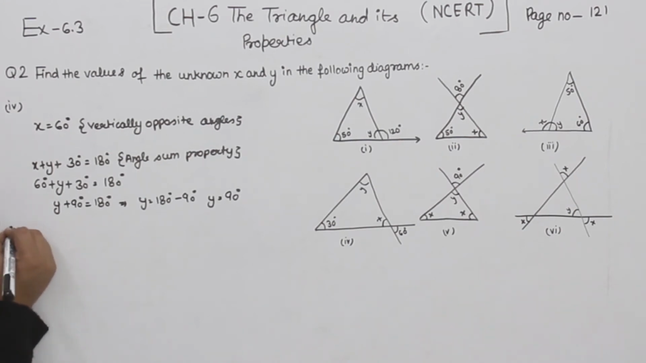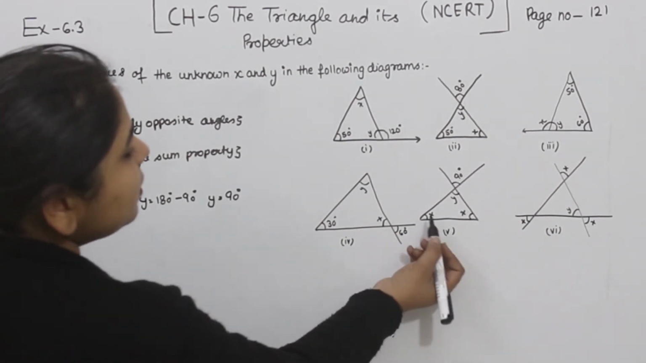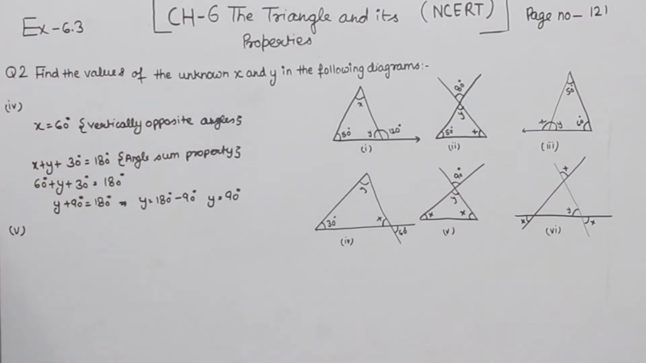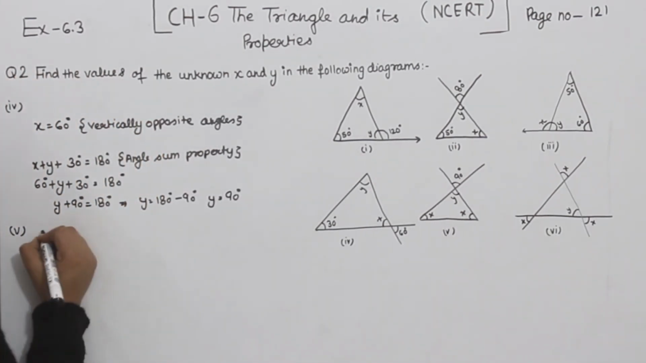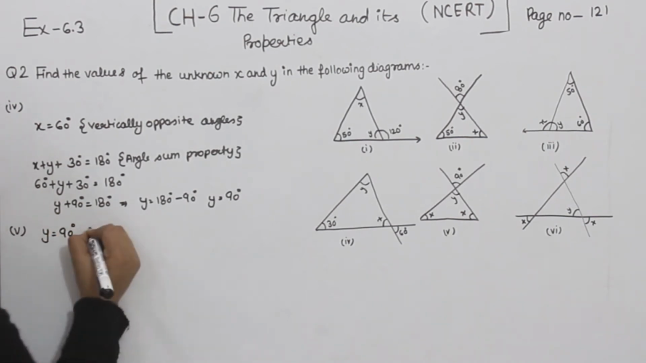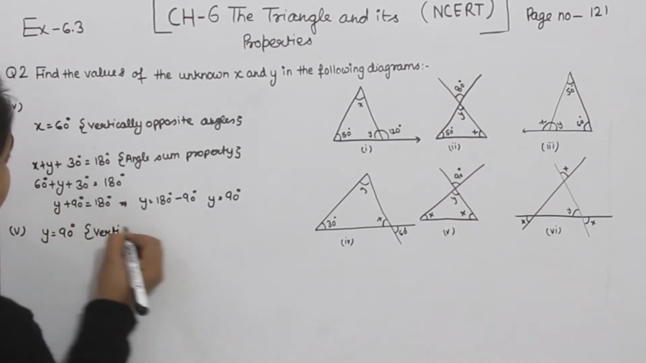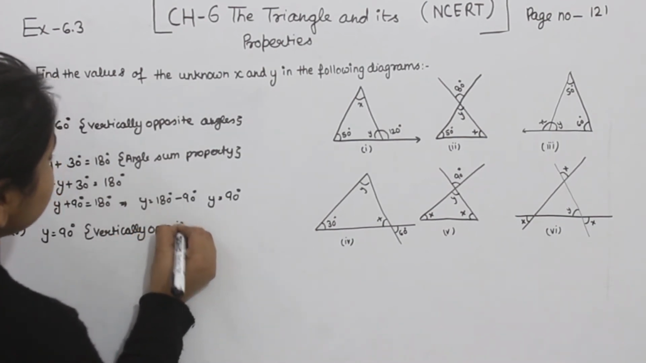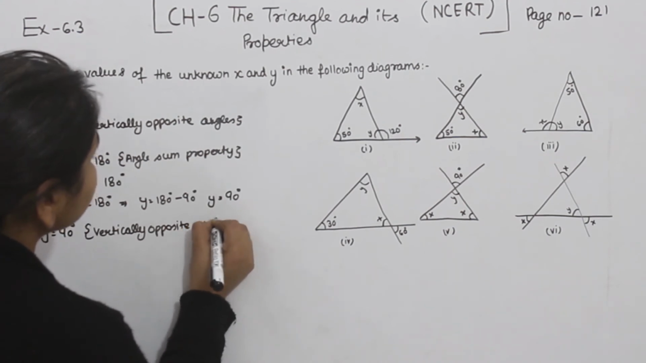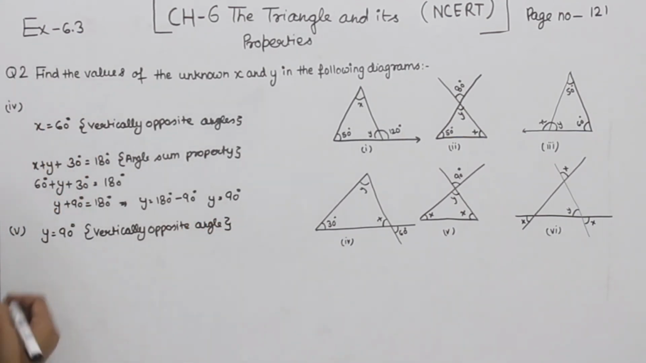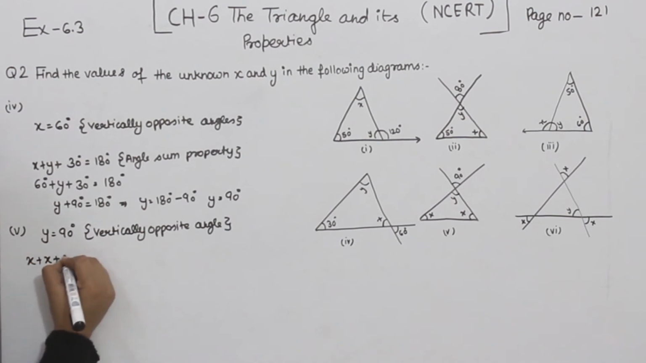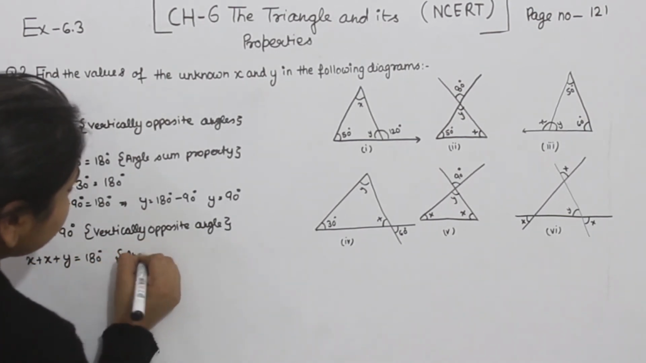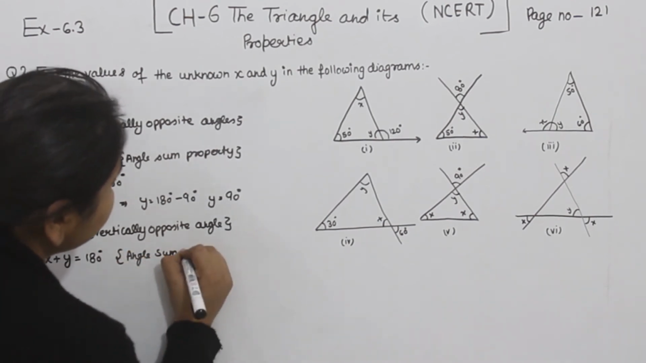Now comes the part 5. Now this is the 5, this one is given x, this one is also x and this one is y, and the exterior angle is equal to 90 degree. So first y is equal to 90 degree with the vertically opposite angle.